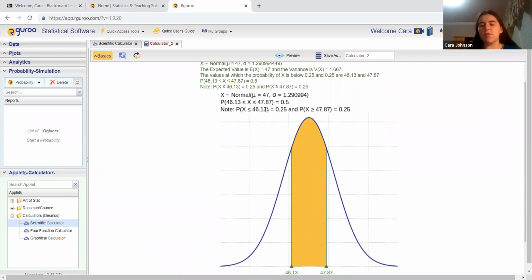All right, so that's our first example. We're going to do 3 more examples. So let me stop my share here and go to the PowerPoint to show you the second example.